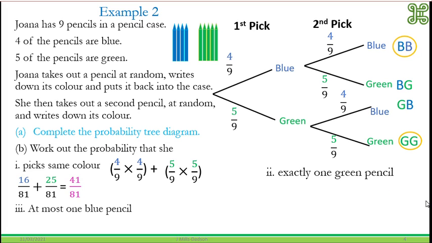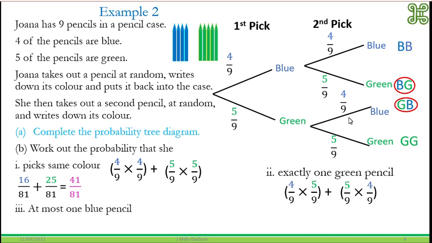Exactly 1 green pencil. No green pencil. 2 green pencils, but we want exactly 1. So these are the 2 options. Blue-green is 4/9 times 5/9, plus green and blue is 5/9 times 4/9. And that gives us 40/81.